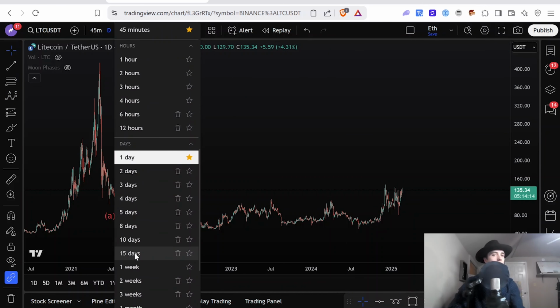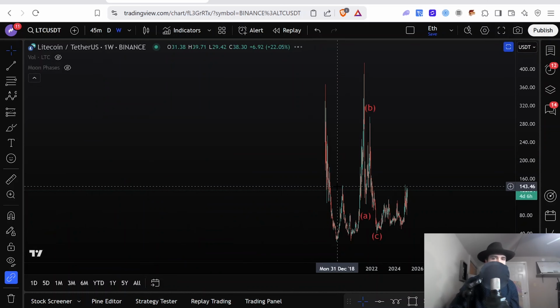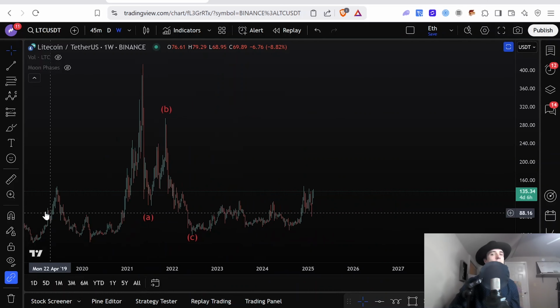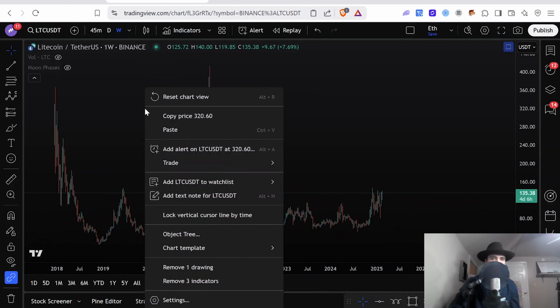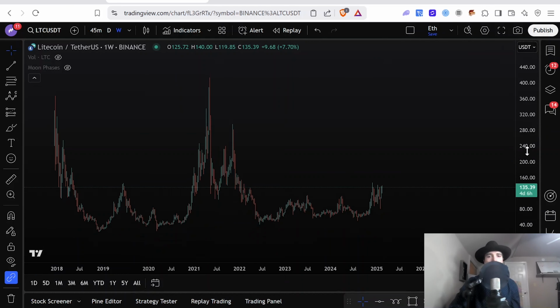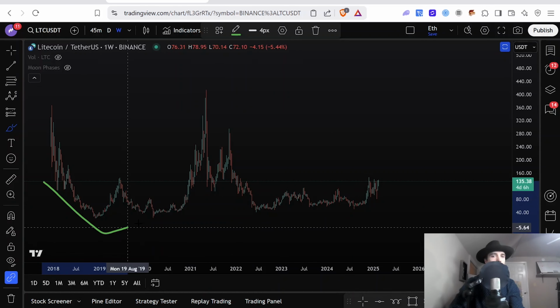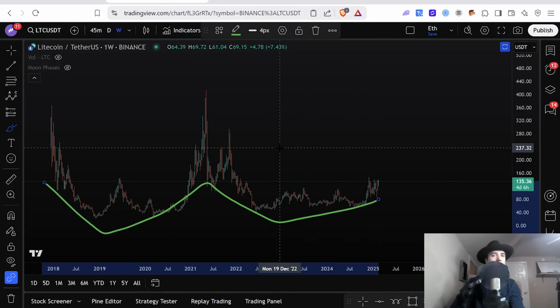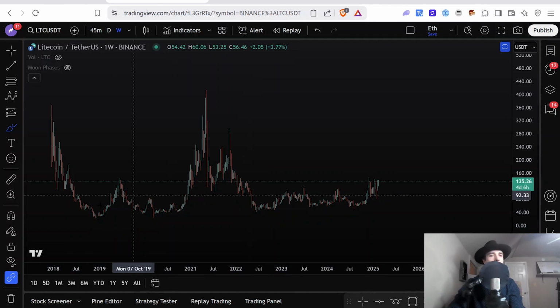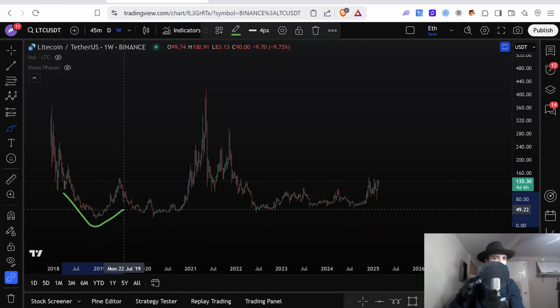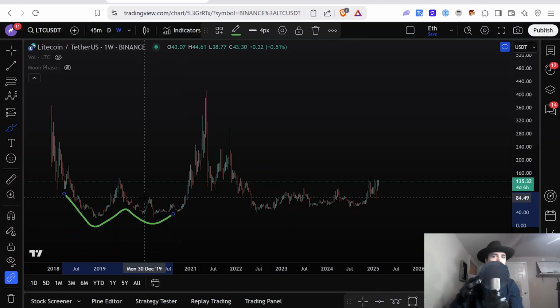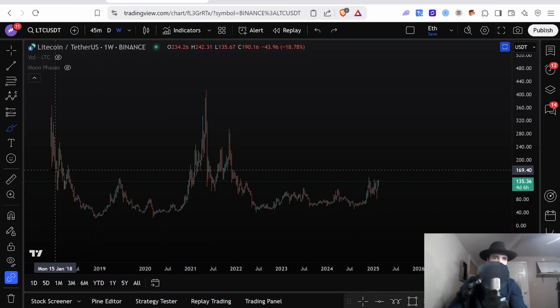Now let's go out to the weekly time frame and take a look at Litecoin here in the bigger picture and what could be happening. On the biggest time frame here for Litecoin, you can see this huge W bottom pattern, which is a really, really bullish pattern in the big picture. In fact, it's a bigger version of our W bottom pattern right here that we formed. It's the same pattern. It's a fractal of the same pattern. It's just a bigger version here on the weekly time frame.